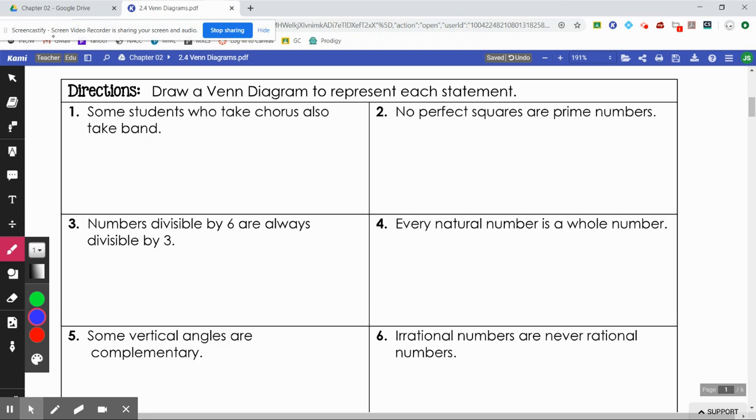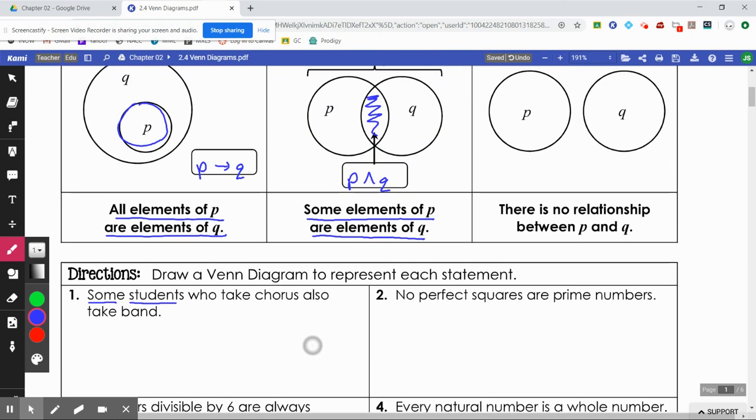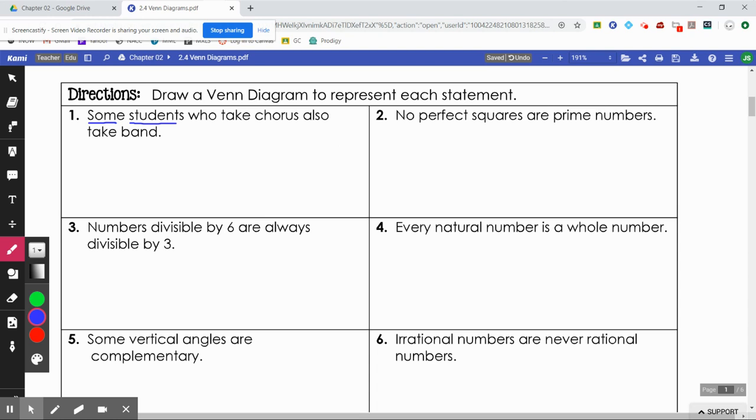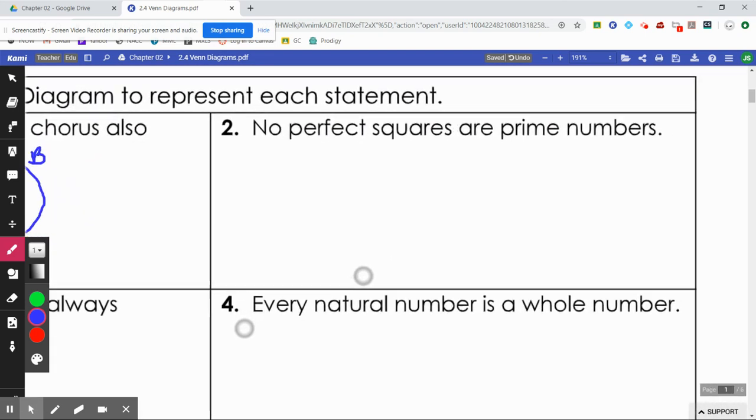Some students who take chorus also take band, so there's some overlap there. That's going to be that middle one. There is some that take both, so that would look like this. You have chorus, you have band, and then you have some that take both. That's all we have to do there to represent that.